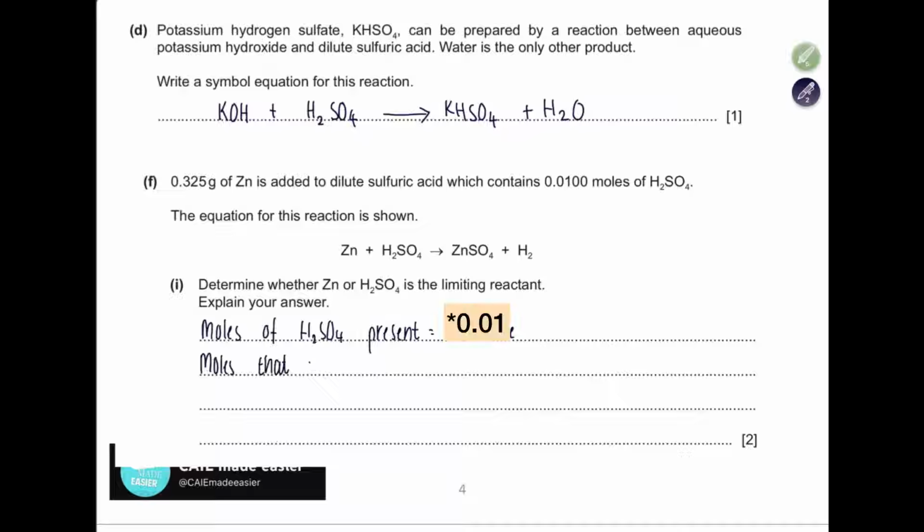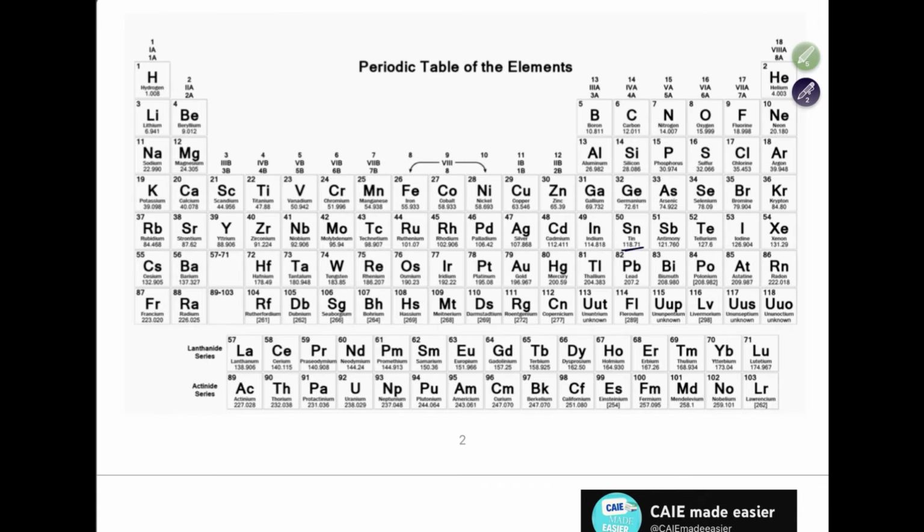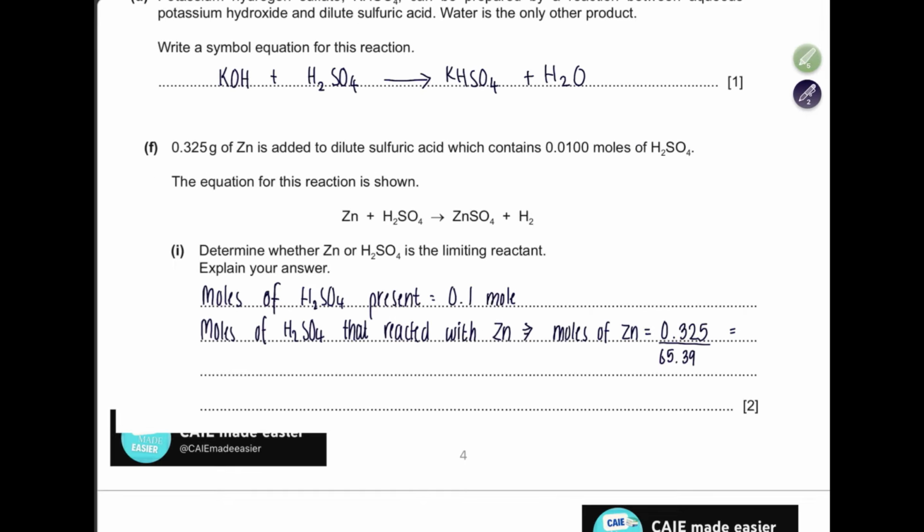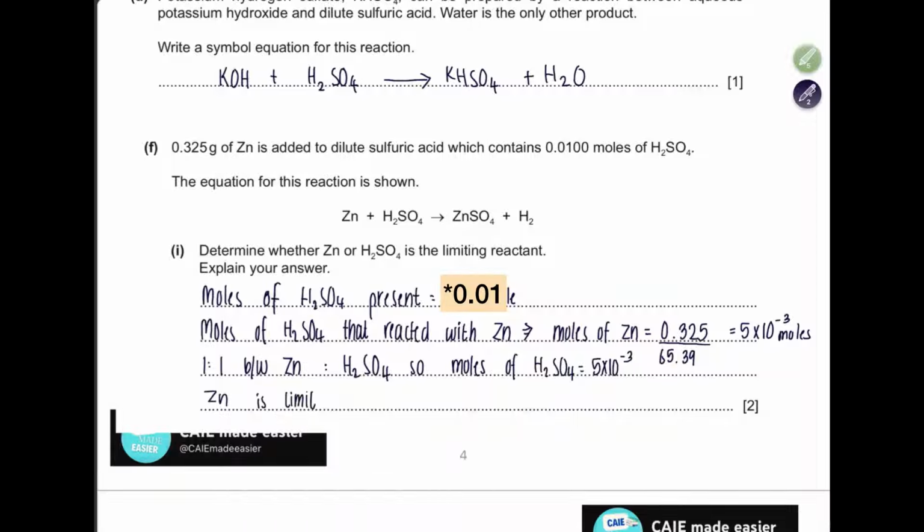Moles of sulfuric acid that reacted. Moles of zinc is going to be mass over Mr. 0.325 divided by Mr of zinc. What is the Mr of zinc? Let's see from the periodic table. 65.39. This is going to be 5 times 10 power negative 3 mole. 1:1 ratio. Now, which one is more? Moles of sulfuric acid that is present is more. So there was more sulfuric acid. That shows zinc is limiting.